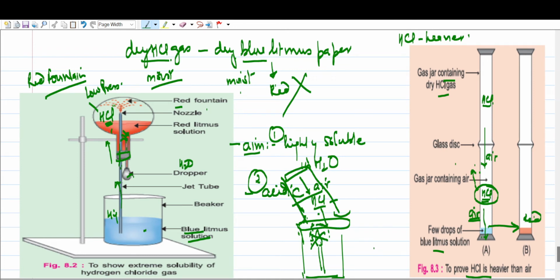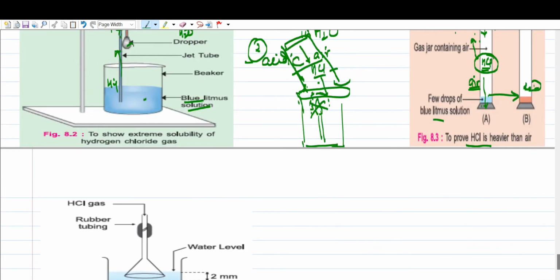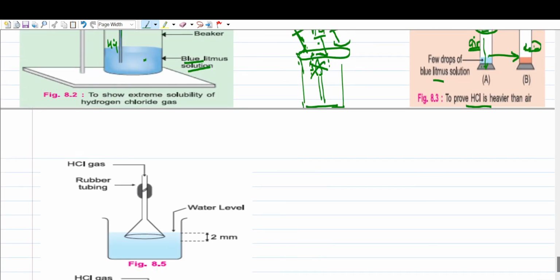Is this clear? ये हमारा experiment हो गया. अब हम चलते हैं next, reaction with ammonia. Okay, now अगर हम लेते हैं ammonia, dry ammonia gas लेते हैं, and we combine this with HCl gas, we are going to get fumes of ammonium chloride, and these fumes are dense white fumes.